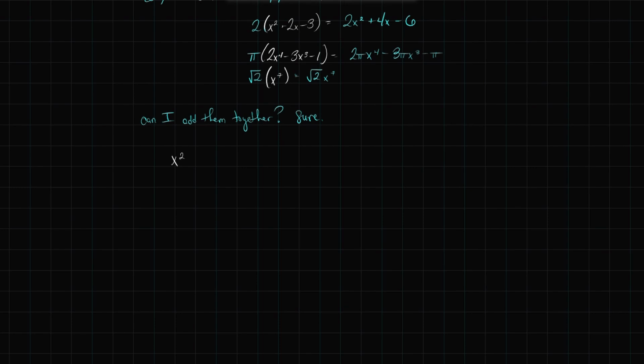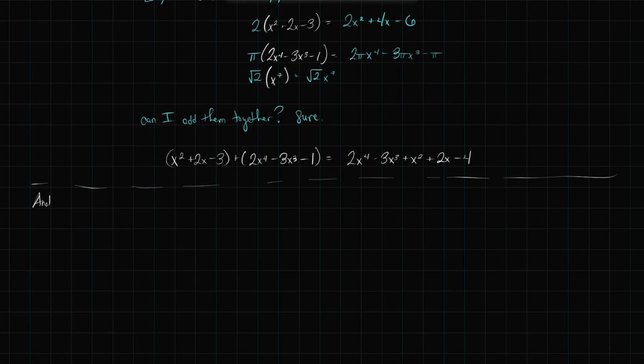Let's go ahead and add x squared plus 2x minus 3 to 2x to the fourth minus 3x cubed minus 1. What do I get? I guess I get, let's just work top order down, 2x to the fourth minus 3x cubed plus x squared plus 2x. And minus 3 minus 1 is minus 4. Sure, added those together just fine. So yeah, you can add them together, multiply them by reals. You've got yourself a vector.